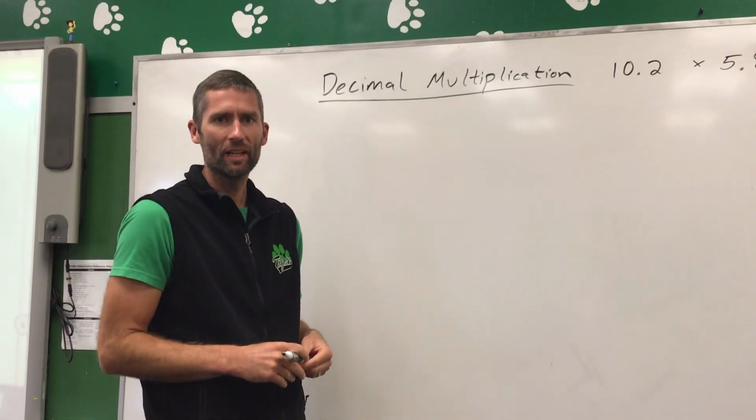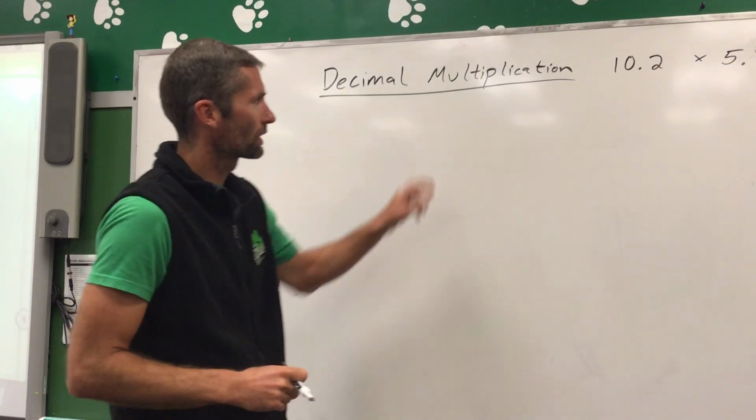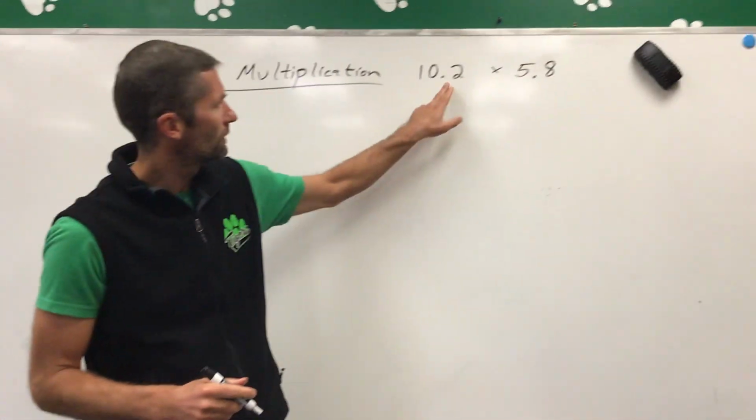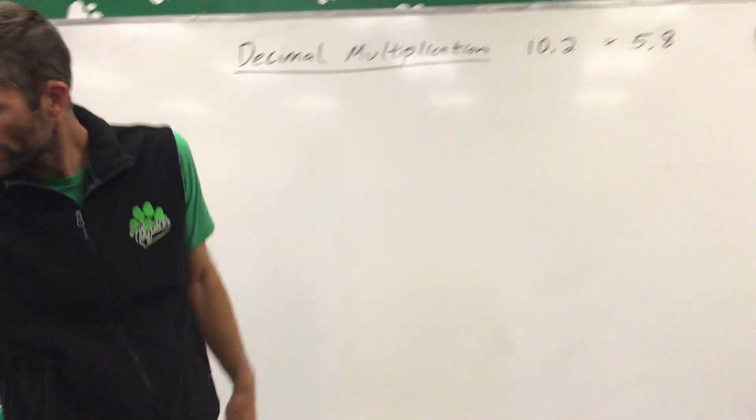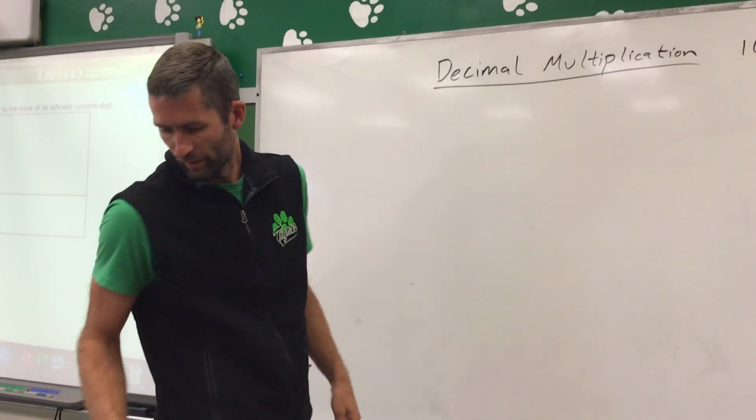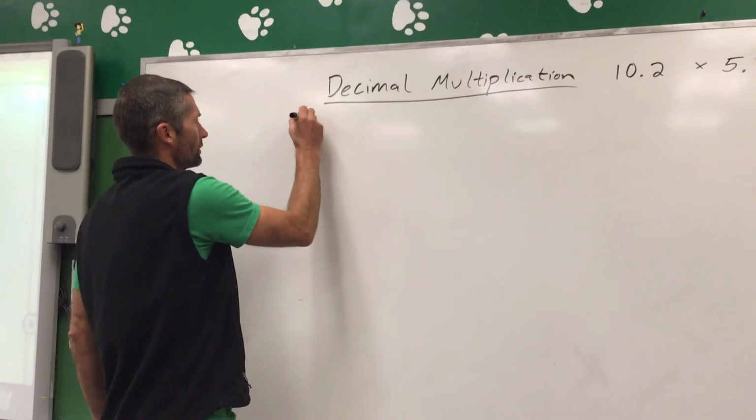All right, today we're doing decimal multiplication. Here's going to be our example problem: 10 and 2/10 times 5 and 8/10. Okay, so there are 4 steps to this. First, we're going to ignore the decimals and find the product.